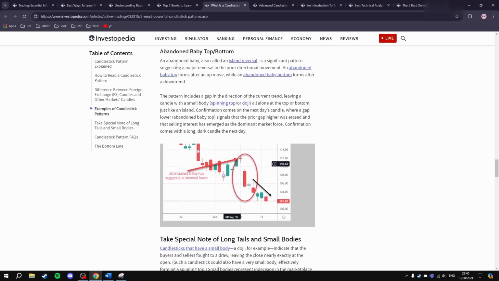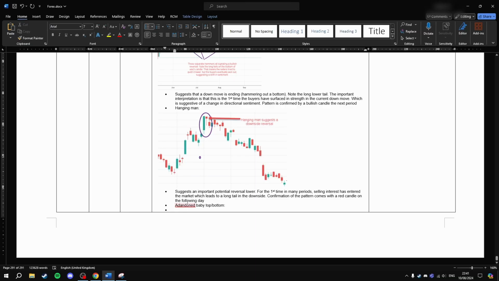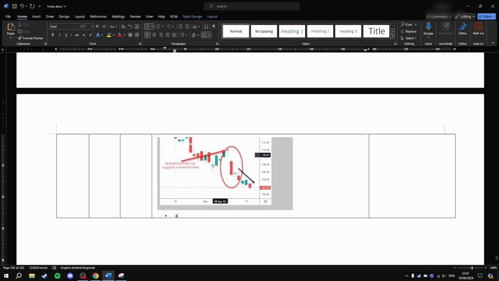Abandoned baby top slash bottom. Okay, this is the new one. An abandoned baby, also called an island reversal, is a significant pattern suggesting a major reversal in the prior directional movement. An abandoned baby top forms after an up move, while an abandoned baby bottom forms after a downtrend.